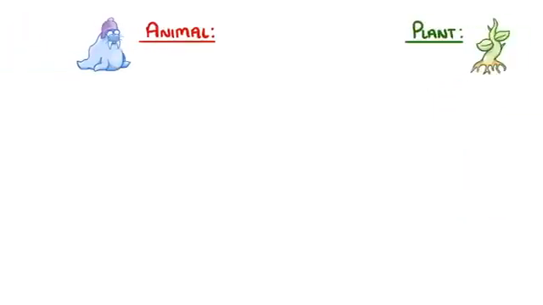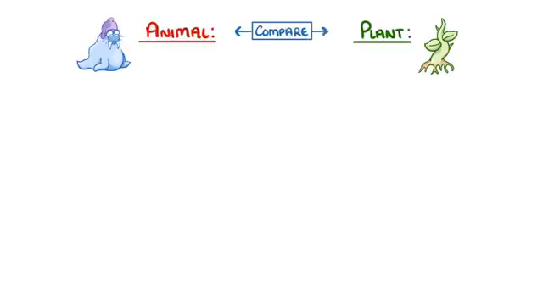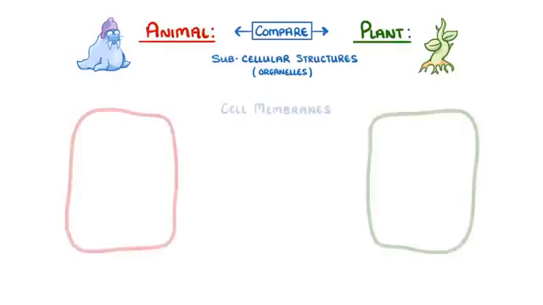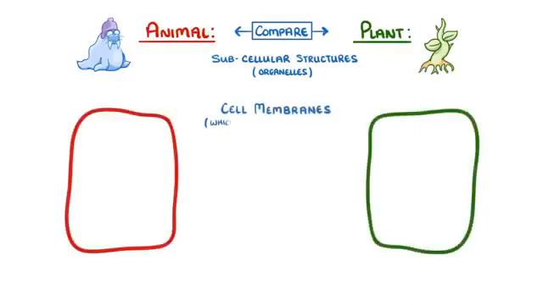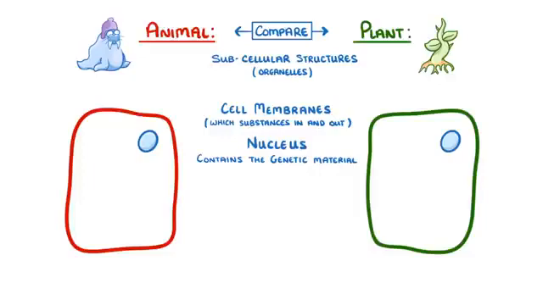One of the things you need to know is the structure of both animal and plant cells, and be able to compare the two. To do this, we need to take a look at the different parts of the cell, which are known as subcellular structures, or sometimes organelles. First, both cells are surrounded by cell membranes that control which substances can pass in and out of the cell, by only letting certain substances pass through. Both types also have a nucleus, which contains the genetic material or DNA that controls the activities of the cell.